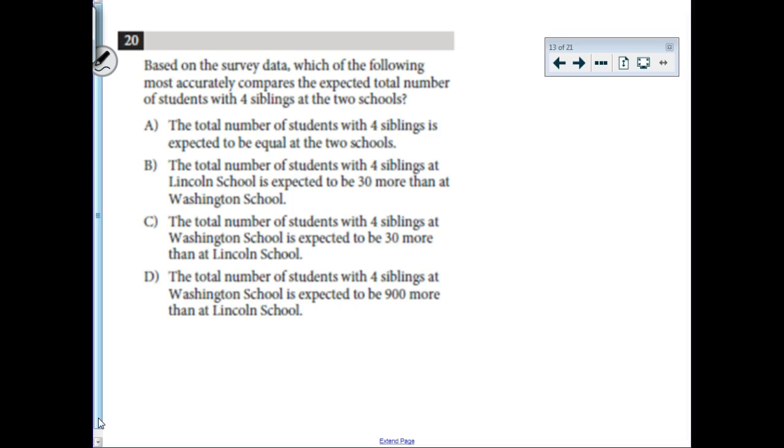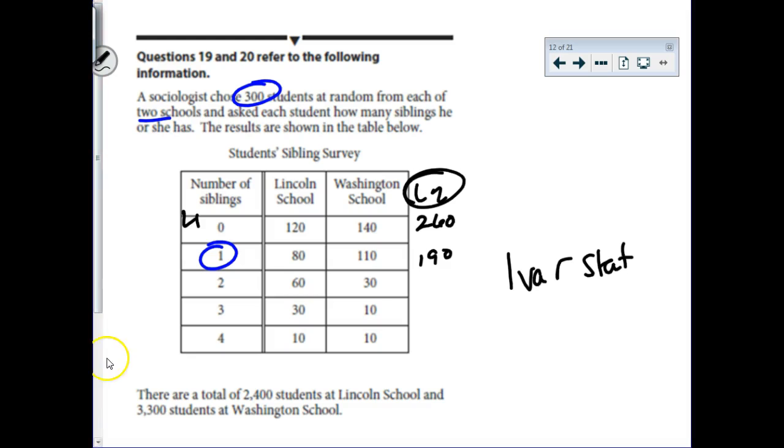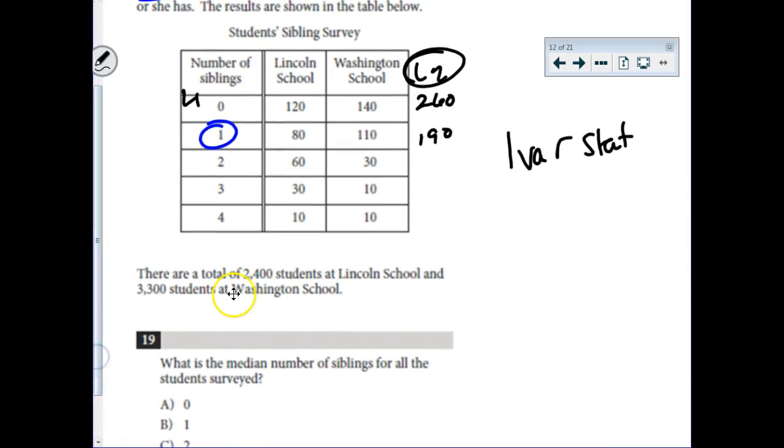Now, your data on your calculator is not separated by the 2 different schools, is it? It's combined data, so don't bother going back to look at your data from your calculator. It's not going to be correct. You could enter it into 2 separate lists at this point, but I think that's overkill for this question. Look at the sample sizes from the schools. How big were the schools? So Lincoln is 2,400 kids and Washington is 3,300 kids.